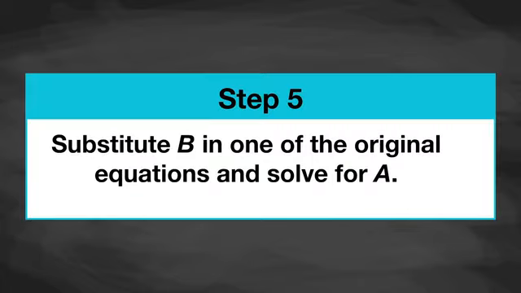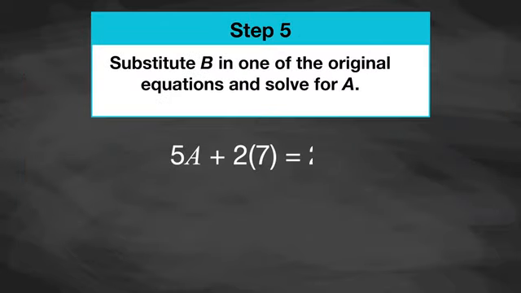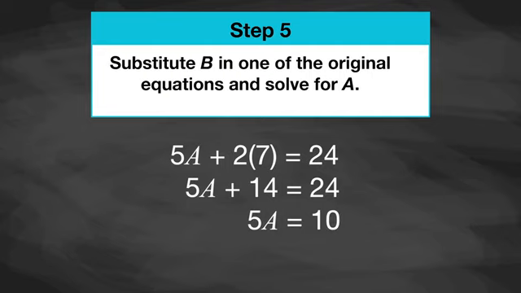Substitute b in one of the original equations and solve for a. The equation becomes 5a + 14 = 24. Subtract 14 from both sides, and 5a = 10. Divide both sides by 5, and a equals 2.